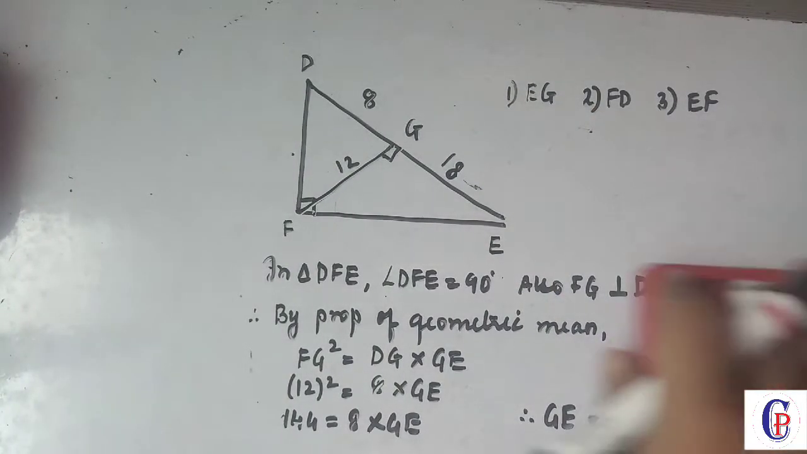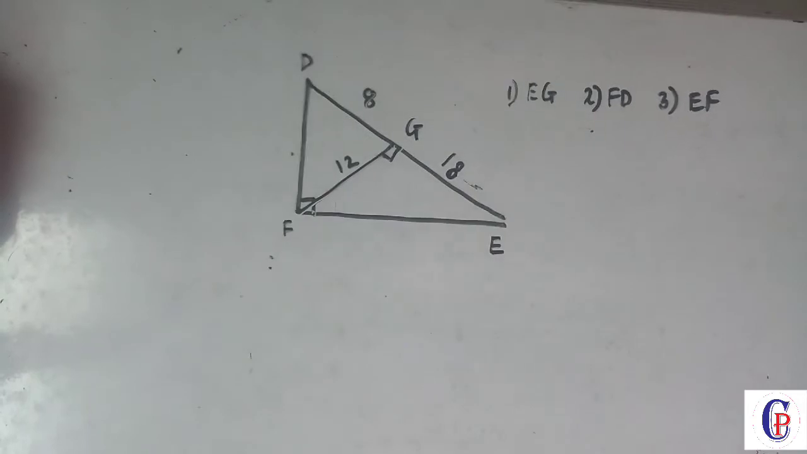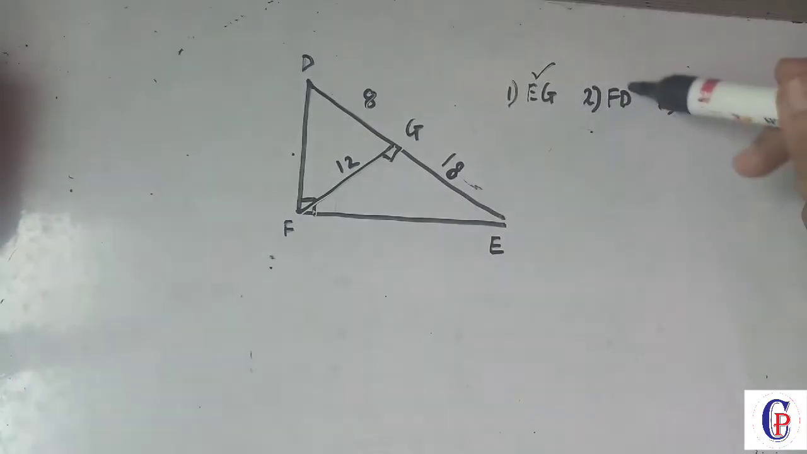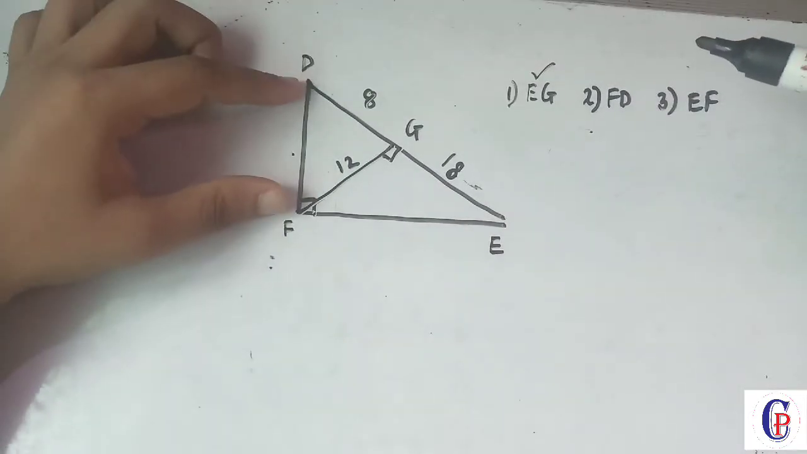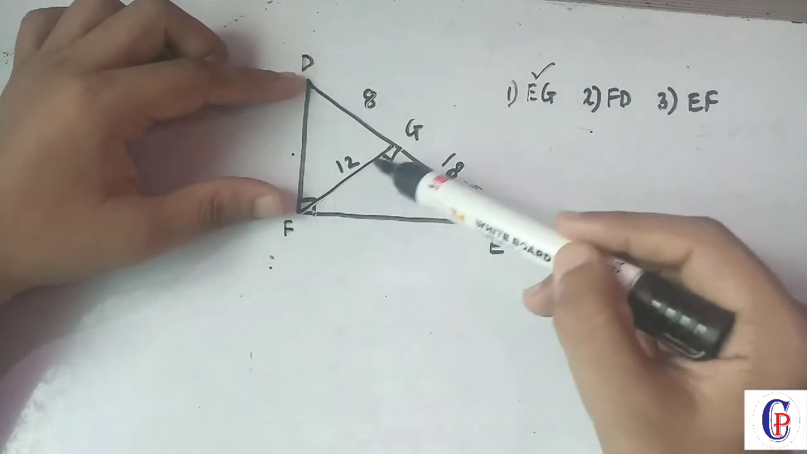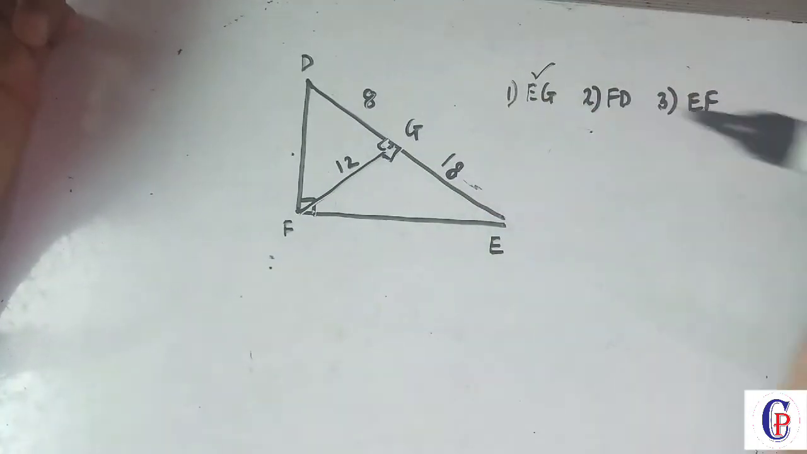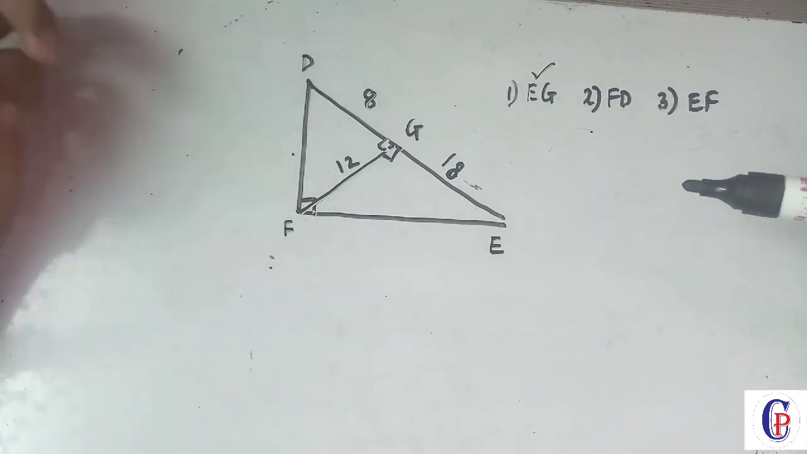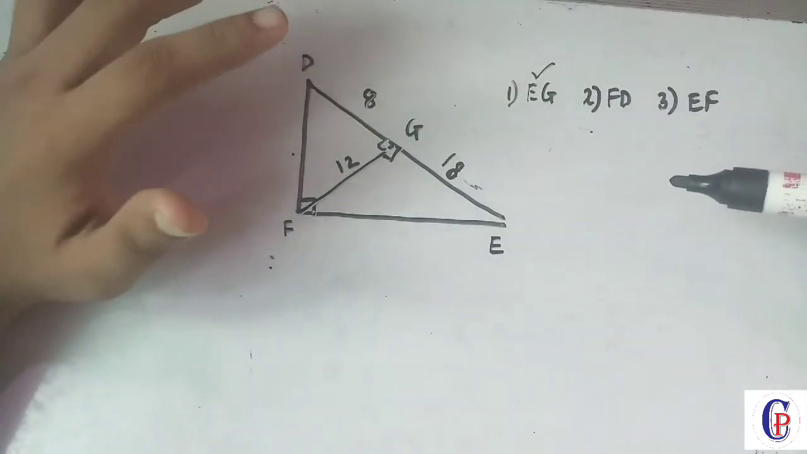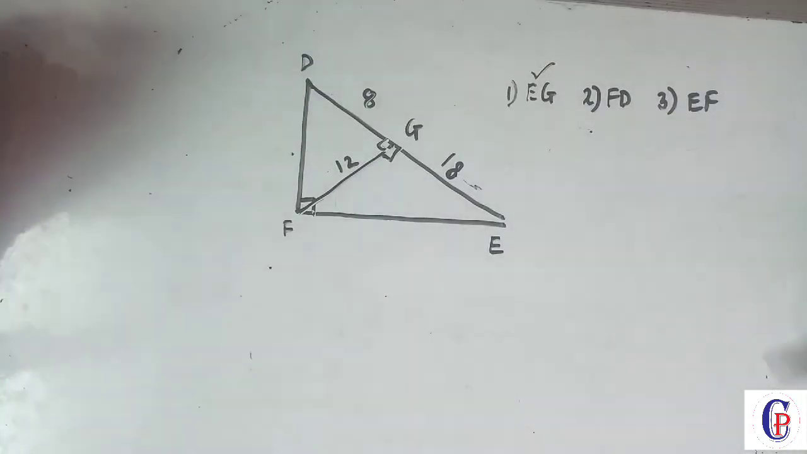I will erase this now. Next, we have found this EG. Now to find this FD, either you can use Pythagoras theorem. You can see this triangle is right angled, so of course you can apply Pythagoras in this triangle. But what I will do is try to solve this sum by similarity in right angled triangles, so that we can discuss that theorem as well.